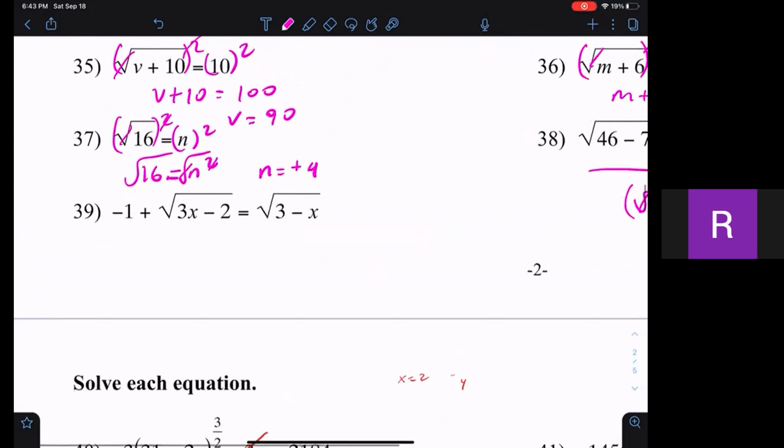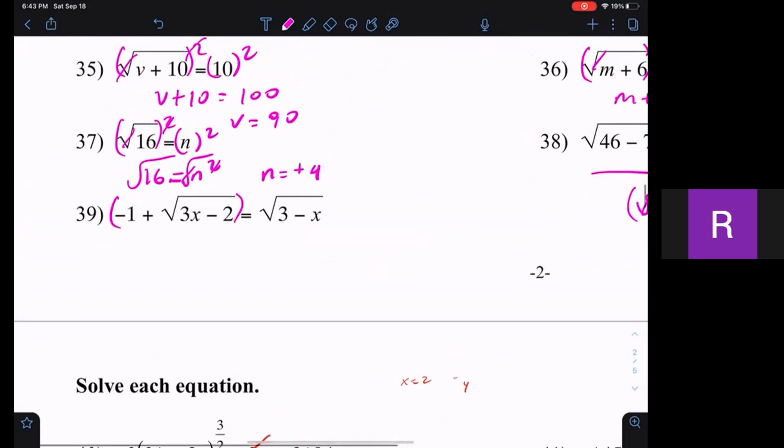Okay, this one. I can square both sides right away, right? Square both sides. This cancels out since it's 3 minus x. Here I have 1 minus 2, 3x minus 2 plus 3x minus 2 equals to that, right?